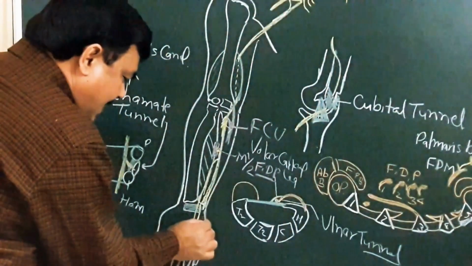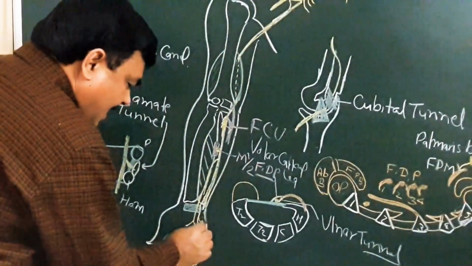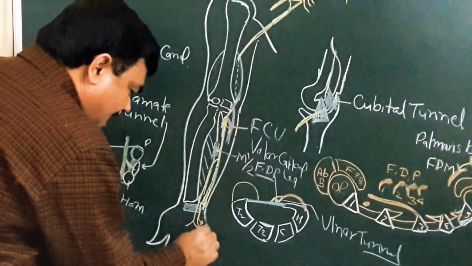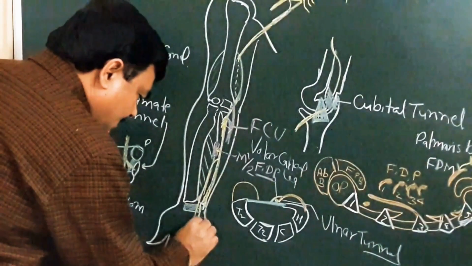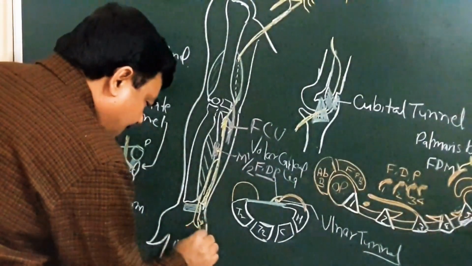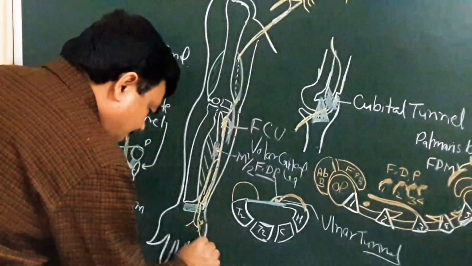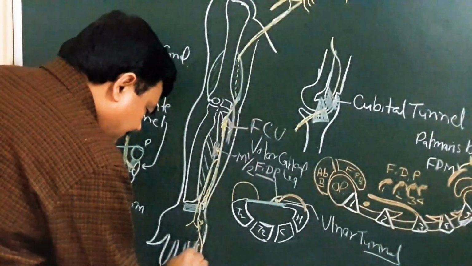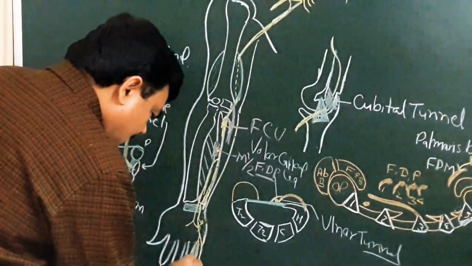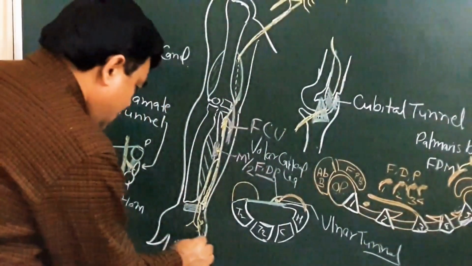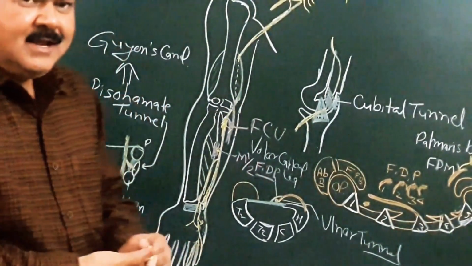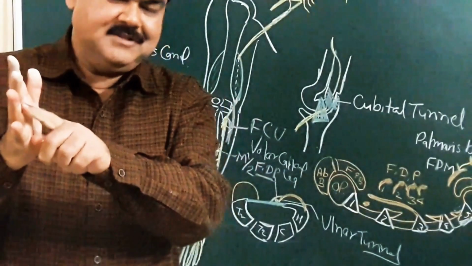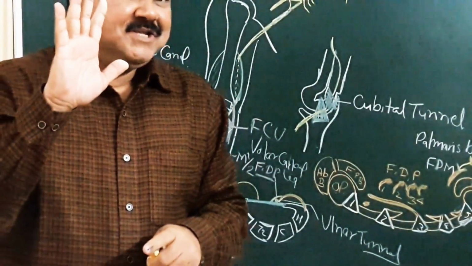It gives supply to the palmaris brevis muscle, and it gives a branch, that is the palmar digital branch. It gives supply to the medial 1.5 digits on the palmar side, this and this. This is the palmar digital branch.